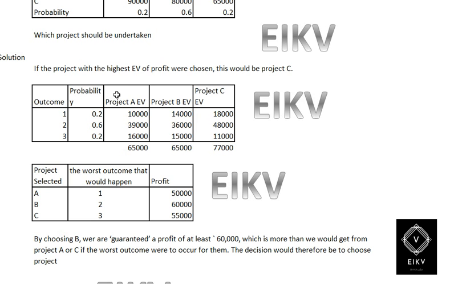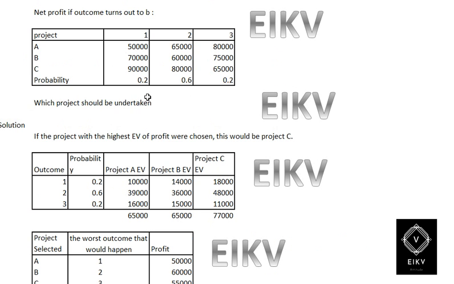5 columns: outcome, probability, and then EV of project A, EV of project B and EV of project C. So we have three outcomes given and the respective probabilities have been taken from the question, and when we multiply the probability with the outcome we will get the EV, that is 0.2 multiplied by 50,000 and 0.6 multiplied by 65,000 and 0.2 multiplied by 80,000 will give you 10,000, 39,000 and 16,000.